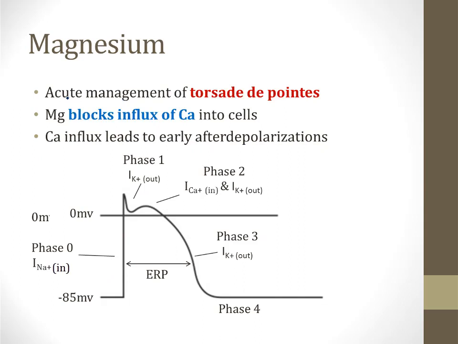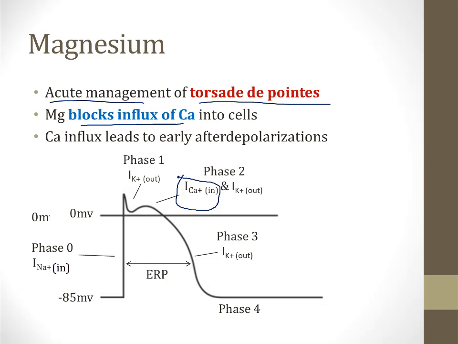Magnesium is used as an antiarrhythmic in one clinical situation. That's the acute management of torsade de pointes. It's believed to be helpful in this arrhythmia because it blocks the influx of calcium into cells. Recall that calcium influx is important in phase 2 of the ventricular action potential.